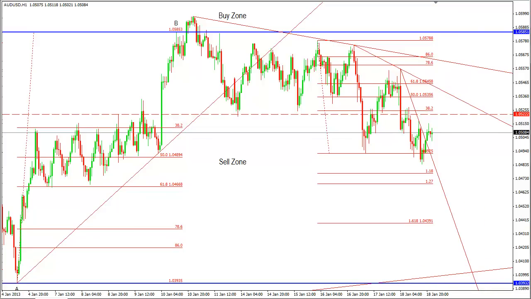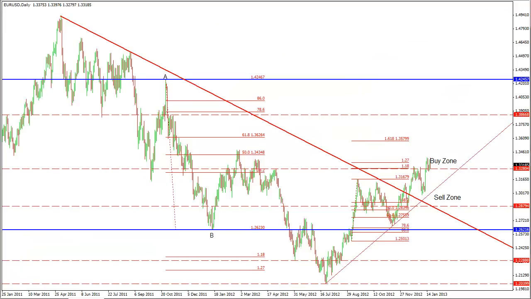Let's move on. So looking at the Euro USD daily, A is at 1.4246 and the B is at 1.2623. This was the retracement, this main downtrend line. We broke the main trend line, and of course, because we did that, we moved into this area here, which of course is the buy zone.